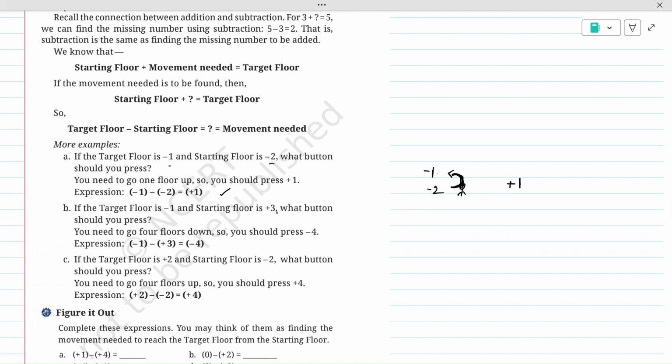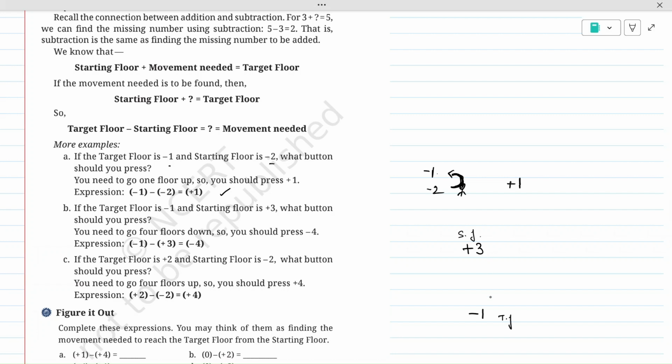Okay, so same thing. Next, if the target floor is -1, so now my target floor is -1 again, but the starting floor is +3. So that means I am somewhere here in the +3. I have to go to -1. Okay, and this is my starting floor and this is my target floor. How many buttons do I have to press?